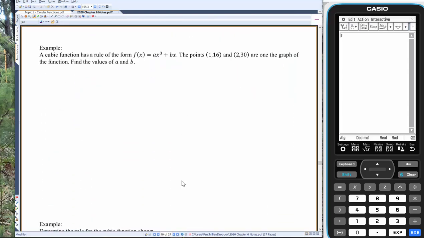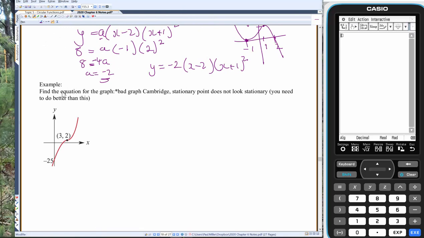Okay, here's another one. Find the equation for this graph, and it looks like that's a stationary point. But beware, this may not be a stationary point of inflection. It's maybe just a point of inflection, and that yields an interesting graph. You'll come up against one that has an inflection point that's not stationary later on in the year. But we're going to assume that this is a SPOI, a stationary point of inflection.